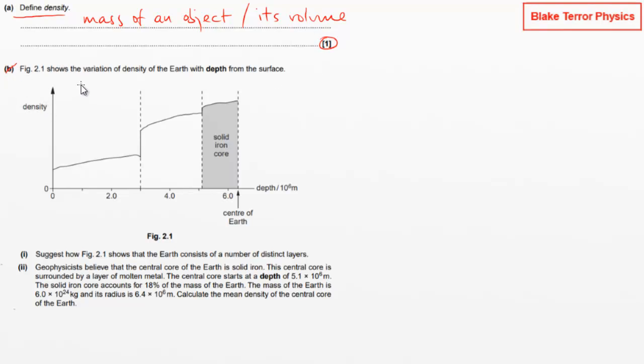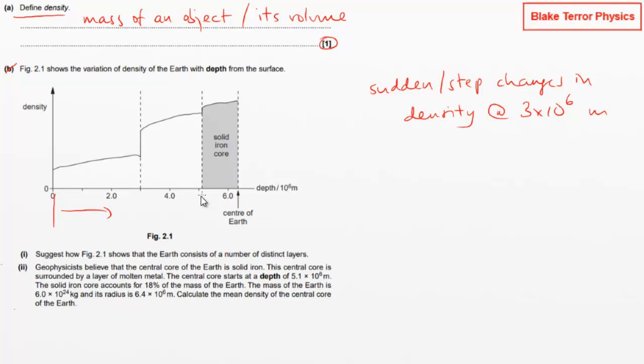Figure 2.1 shows the variation of density of the Earth with depth from the surface. Right, so we've got the surface here and it's going downwards. Suggest how figure 2.1 shows that the Earth consists of a number of distinct layers. Right, so there are sudden or step changes in density at these two depths, at 3 times 10 to the 6 meters and whatever that is, say 5.1 times 10 to the 6 meters, suggesting a change in material. So that's that bit. I mean, there's lots of different ways you can phrase it.